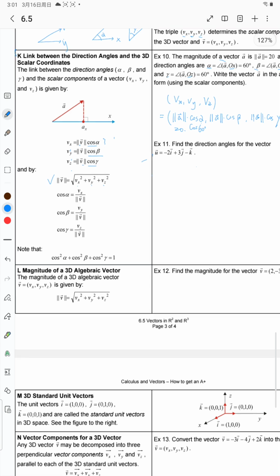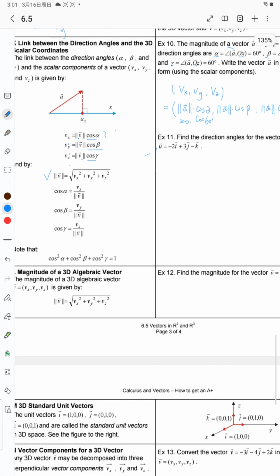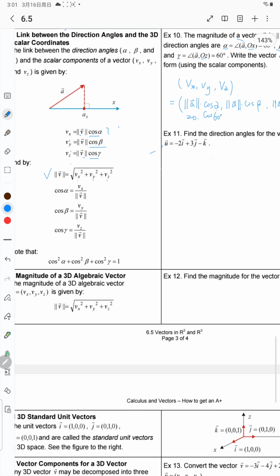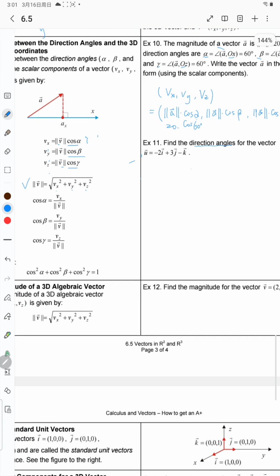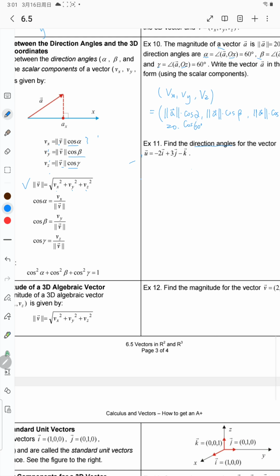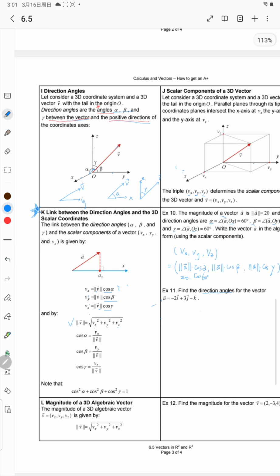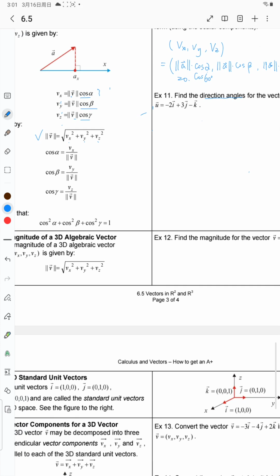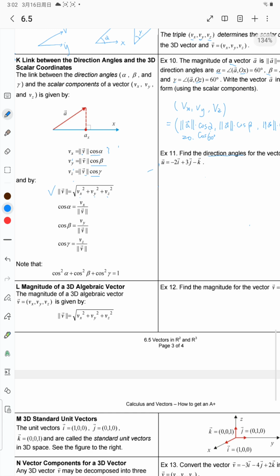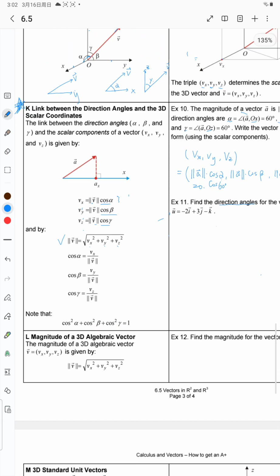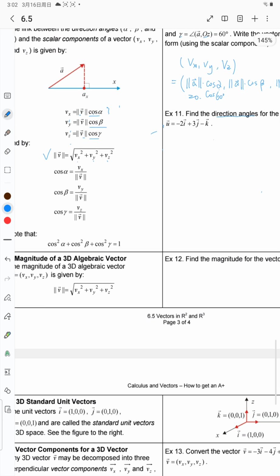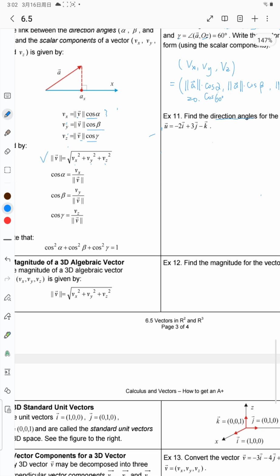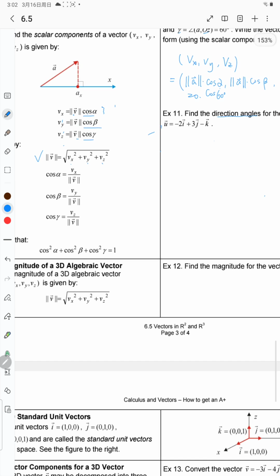Okay, so I think this is a little bit hard: find the direction angles for the vector. If you're gonna solve these angles, I think we're just gonna assume the definition here, the angles between the vector and the positive directions. So you can start writing out our definition.